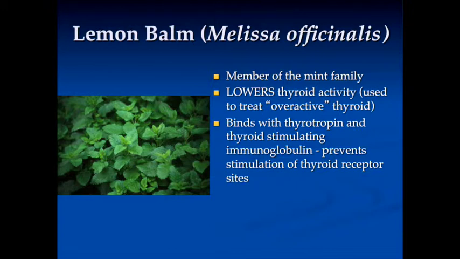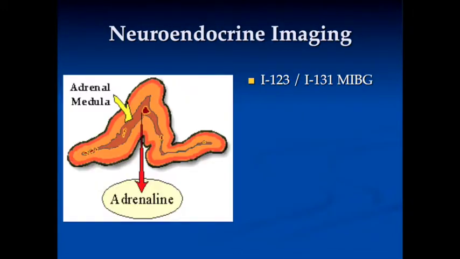This particular herbal binds with thyrotropin and the thyroid stimulating hormones to prevent stimulation of thyroid receptor sites, which basically decreases the amount of iodine that's actually taken up. So there are many things in that world that can interfere with thyroid imaging. So that's one of those areas where identifying herbals and other medications is essential.